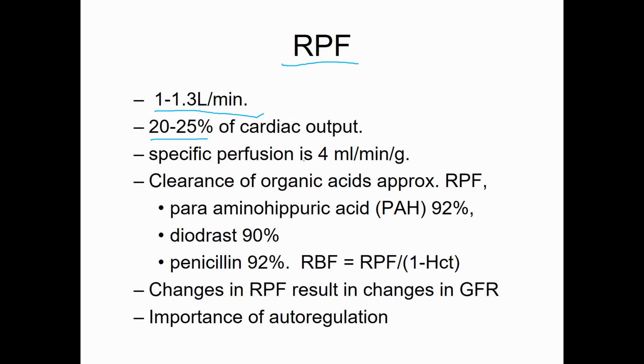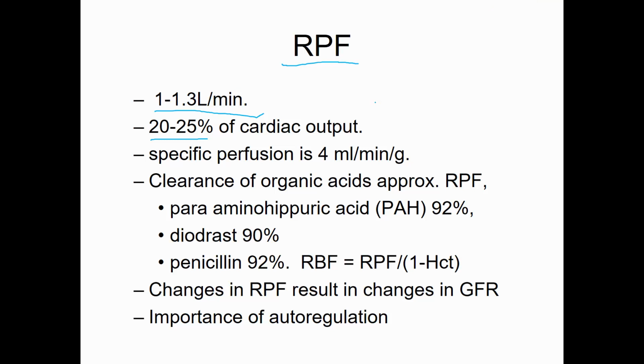So why are the kidneys getting so much blood? Well, the kidneys have a lot of transport activity. The kidneys have a high ATP demand, and the kidneys clean your blood. So if the kidneys are cleaning your blood, it makes sense that you would send a lot of blood to the kidney. So how do we measure renal plasma flow?